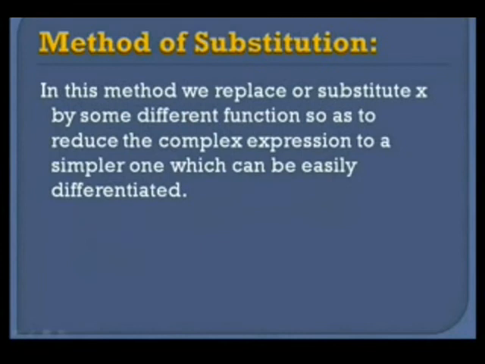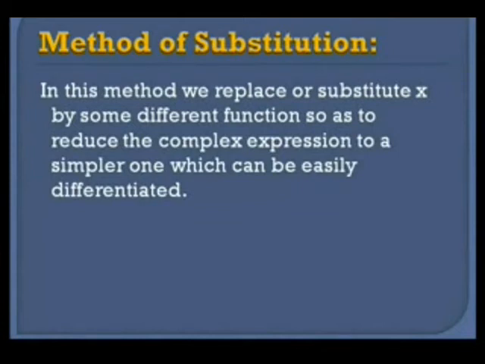Now let's see another method, that is the method of substitution. Now what is the method of substitution? In this method, we replace or substitute x by some different function so as to reduce the complex expression to a simpler one which can be easily differentiated. We replace x by some different function of some other variable. Why do we do this? This is done to reduce the complex expression to a simpler one which could be easily differentiated. Thus it reduces our efforts and makes the expression simpler and easy to differentiate.